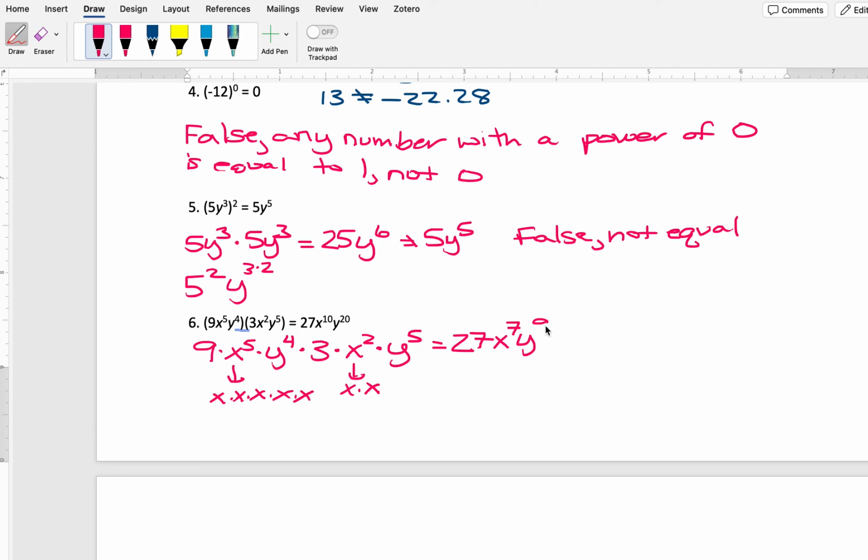And so you can see it's not equal to what we have on the right side. So this one is also false. The 27 is the same, but the number on each power is different. So it's false because they are not equal.